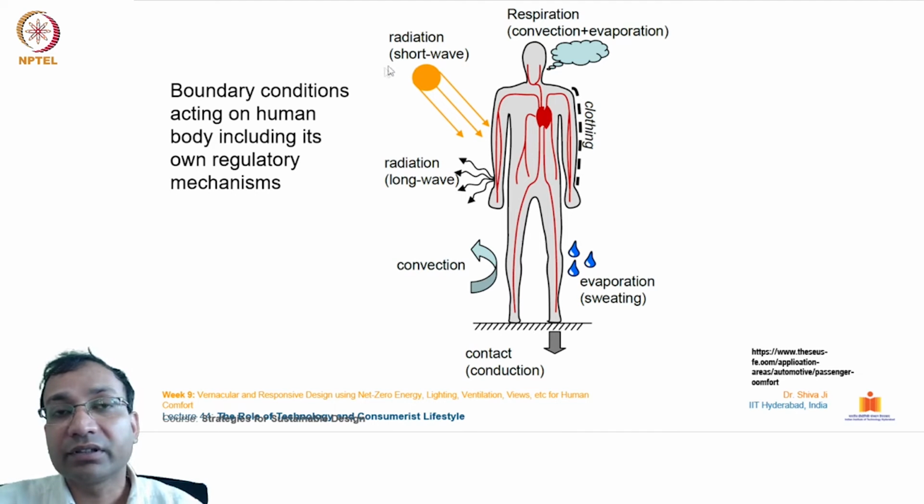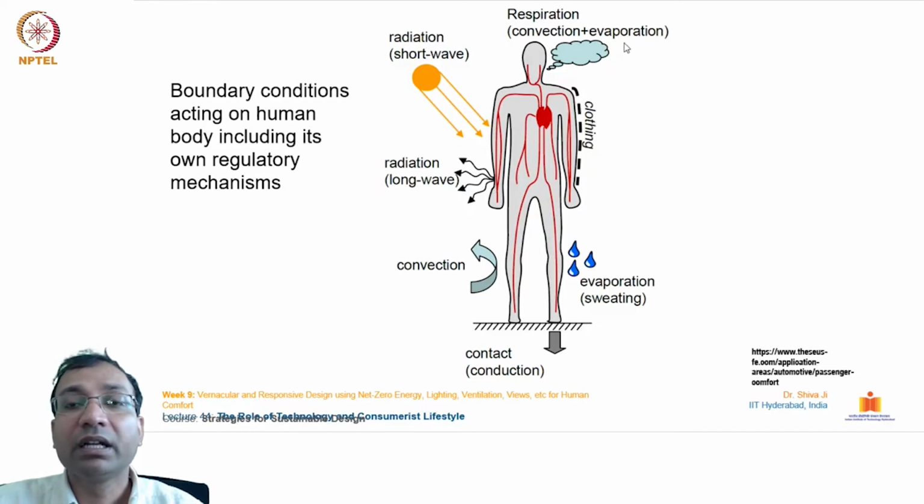So we have the sun as a major source of radiation and heat for us. It emits short wave radiation which is received by our body, and at the same time we keep radiating some heat from our bodies, and then in turn we have respiration with convection and evaporation at the same time. Evaporation is a phenomenon like sweating, you can understand easily.